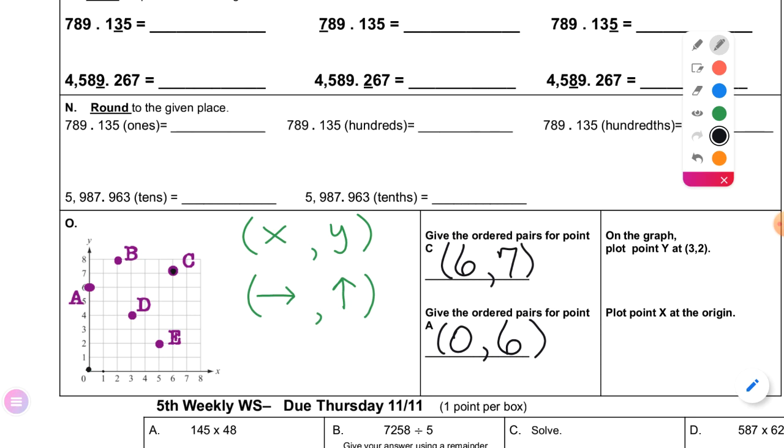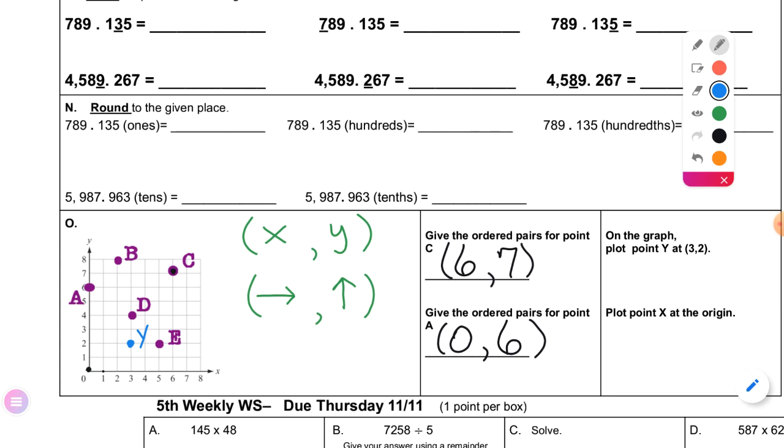Now we pulled ordered pairs there. Now it's giving me an ordered pair and it wants me to put the dot and the letter on the graph. So how do I get to 3, 2? It's saying on the graph, plot point Y at 3, 2. Addie J, how do I get to 3, 2? Yeah, I go to the right 3 and up 2. I put my point. And what did it tell me to call that? Point Y. So I just put a Y next to it.